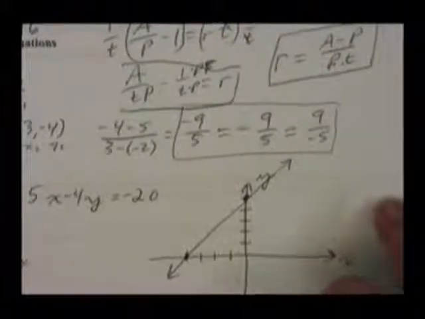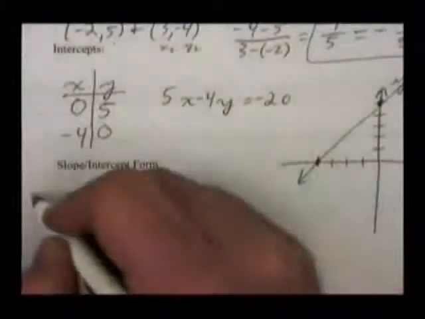All right, the other way that we could do this is by using something called the slope-intercept form. And the slope-intercept form looks like this.